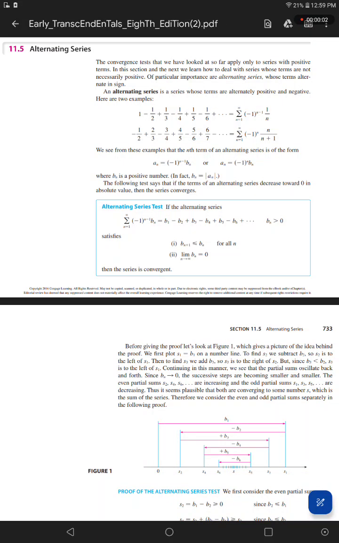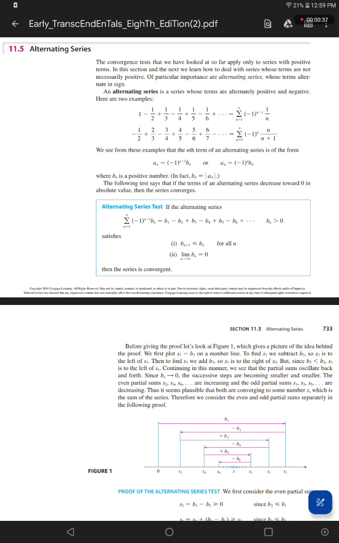11.5 Alternating series. The convergence tests that we have looked at so far apply only to series with positive terms. In this section and over the next, we learn how to deal with series whose terms are not necessarily positive. Of particular importance are alternating series whose terms alternate in sign. An alternating series is a series whose terms are alternately positive and negative.